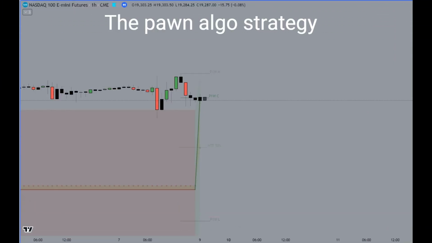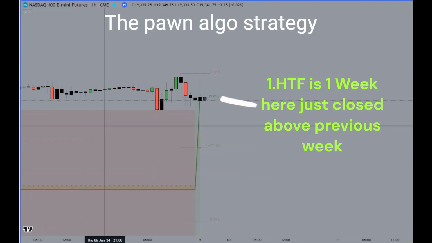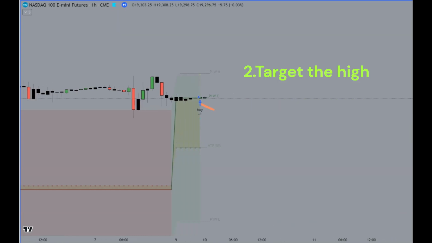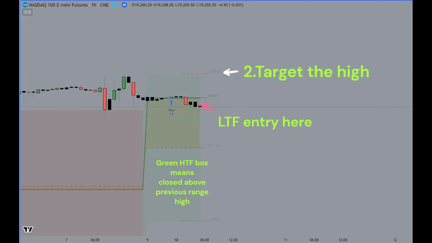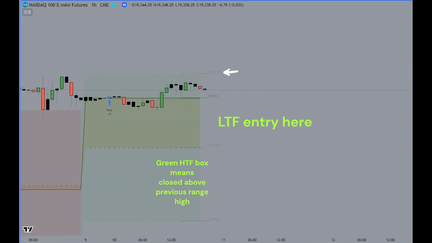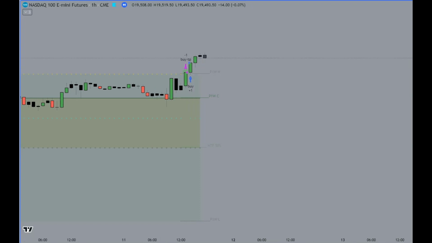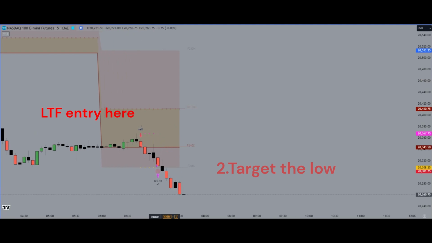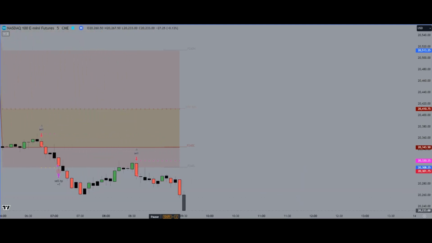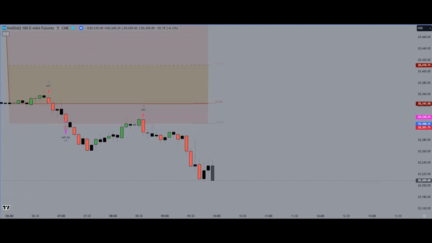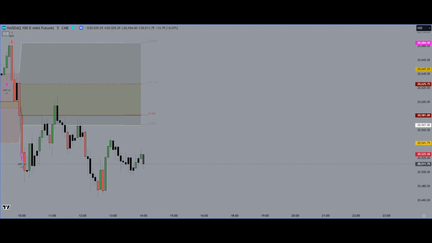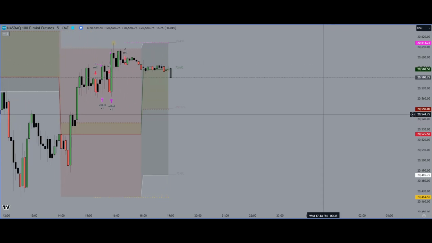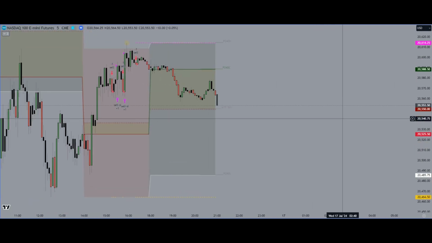As you know, the scalping strategy is pretty simple. First, we wait for the higher time frame to close, then we target the previous higher time frame range high if price closed higher than the previous high on the higher time frame, entering on the lower time frame to maximize the gains. And we will target the previous higher time frame range low if price closed below the previous low of the higher time frame. Of course price will not always do that. Sometimes it just reverses when it reaches a key level or consolidates when it closes inside the previous range, but it works most of the time.